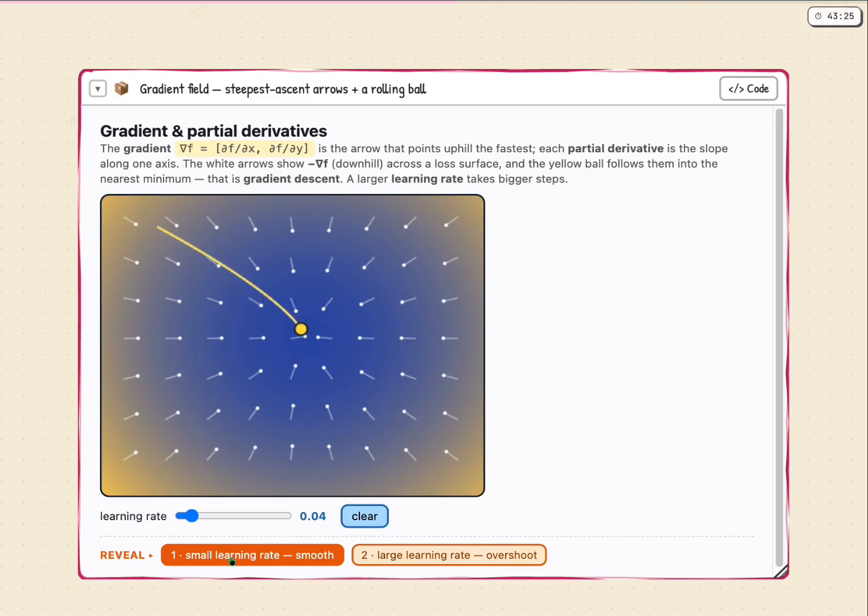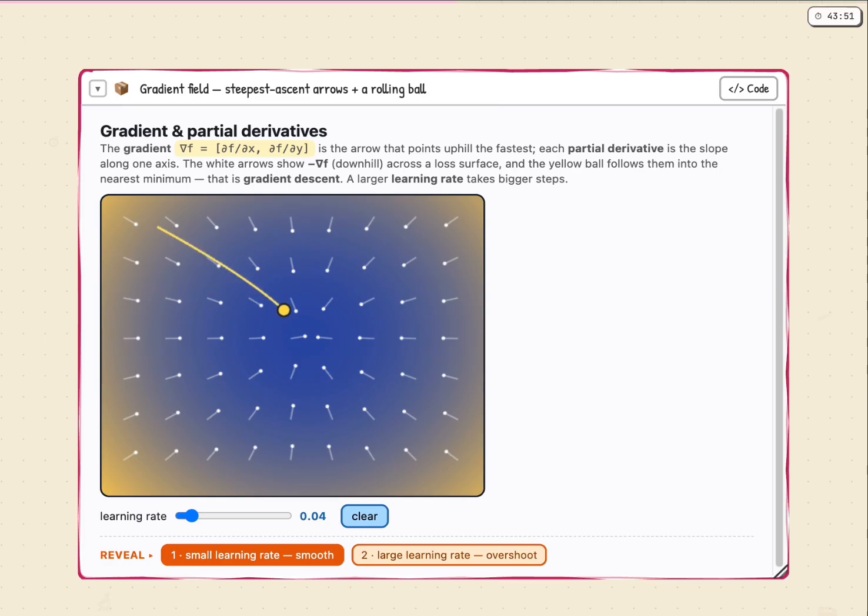Of course, we want to go down to make error smallest, so we step in the opposite direction, the negative gradient, downhill. These white arrows show that downhill direction at every point on the surface, and watch the yellow ball. Drop it anywhere and it simply follows the arrows down into the nearest valley. That rolling ball is gradient descent, the core algorithm that trains essentially every model in machine learning.